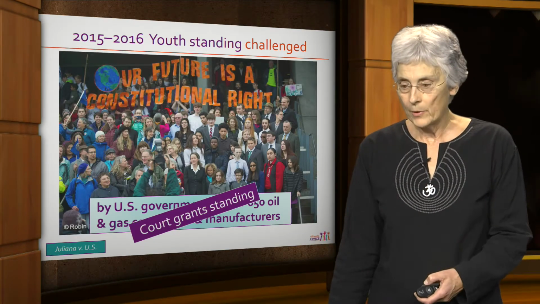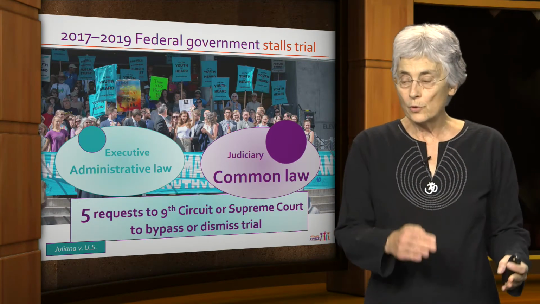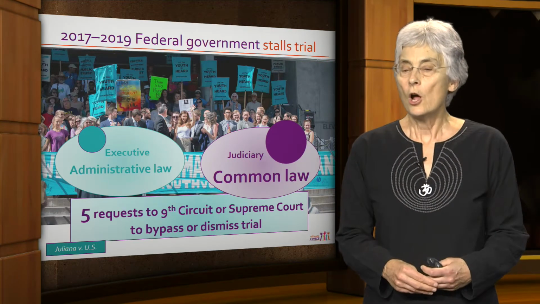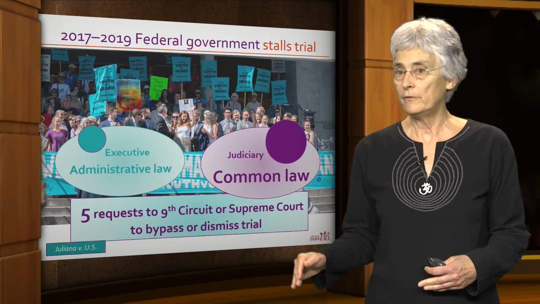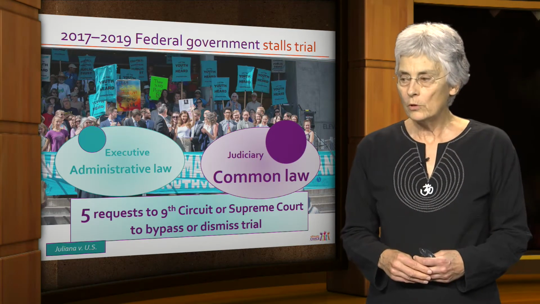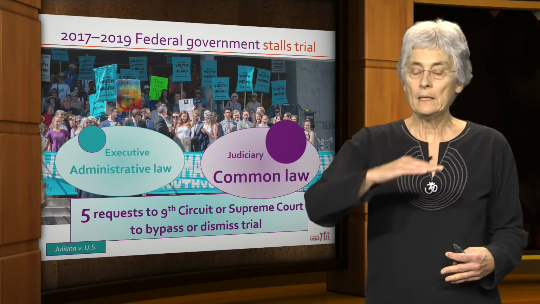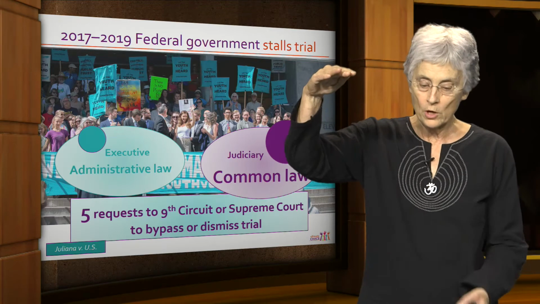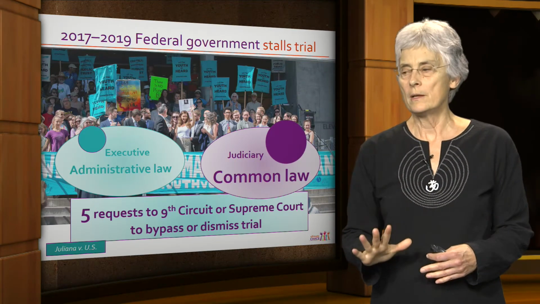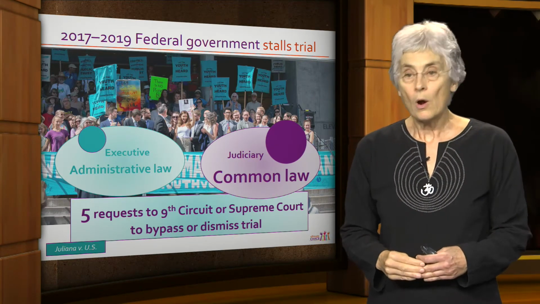Well, then we had a presidential election, and we've got the Trump administration took office in January of 2017. Things changed. All 650 oil company interveners dropped out. And over the next 2 years, the federal government has asked the higher courts, meaning the appeals court and the Supreme Court, which are over the district court, 5 times to order the lower court to drop this case.